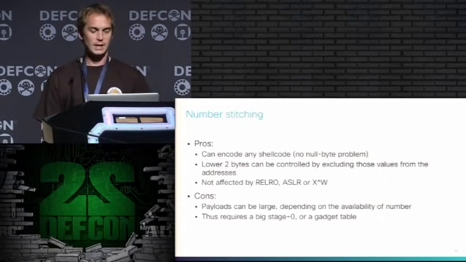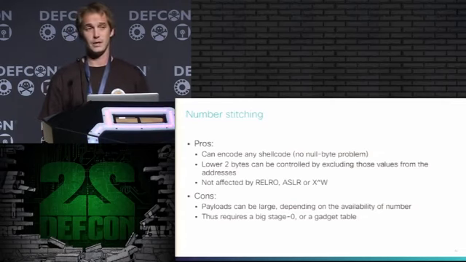The cons are that the payloads are fairly large, right? Because you're adding multiple values, up to five values together, to reach the value of a chunk. That requires quite a bit of iterations to get there. Those iterations transform into code length, so your payload grows. Your stage zero can get pretty big. That's a pretty big con.